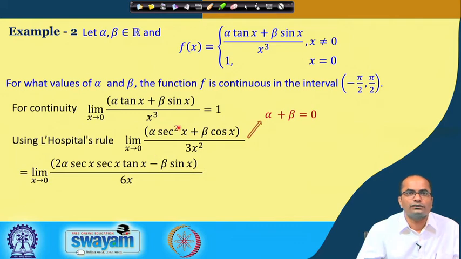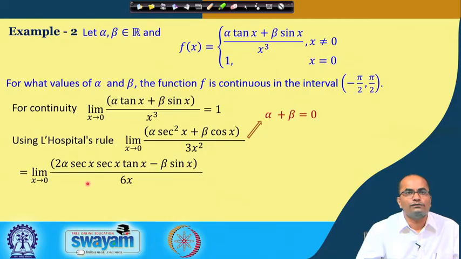So, again, here the derivative of alpha sin squared x is 2 alpha sin x, so 2 alpha sin x sec x, and the derivative of sec x will be sec x tan x, minus beta, because cos x will give you minus sin x. So, it is minus beta sin x, and divided by 6x.